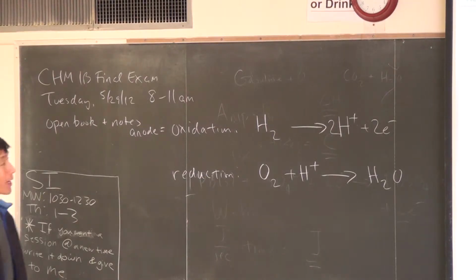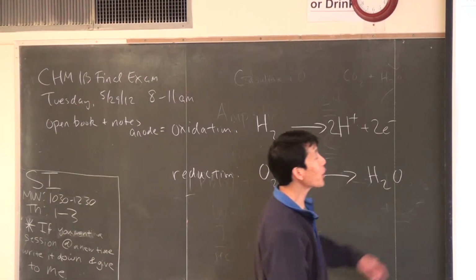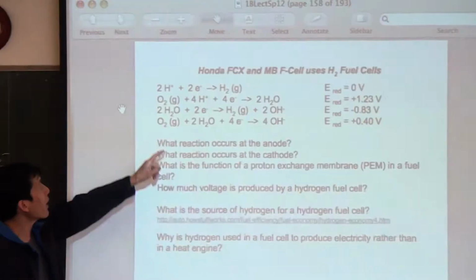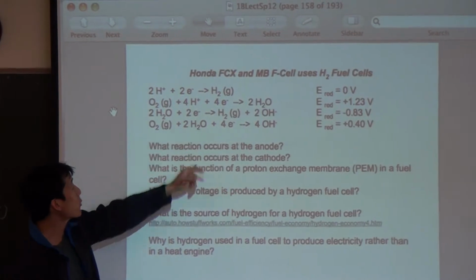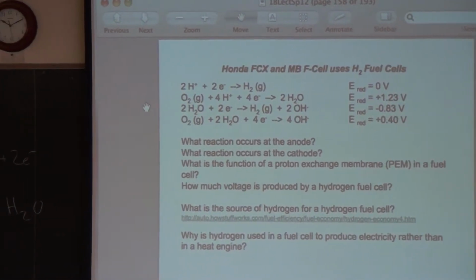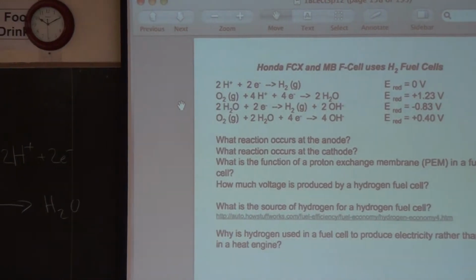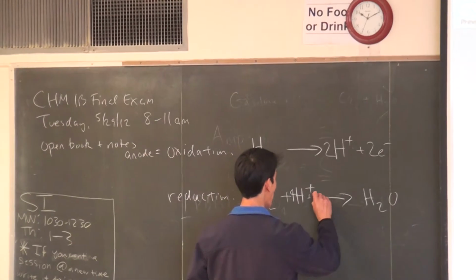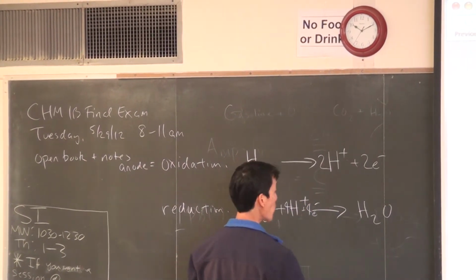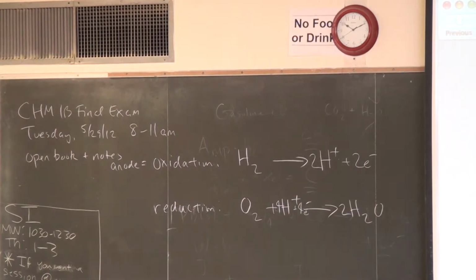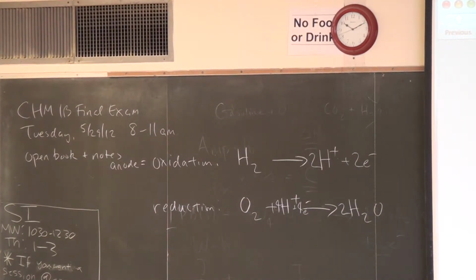Now if you look at the second one, this shows the reduction of O2. Note that H plus is involved, because we need the H plus to go through that proton exchange membrane. So we can look at this one: we have 4H plus, 4 electrons, and that produces 2H2O. Those electrons, we just talked about the proton exchange membrane.